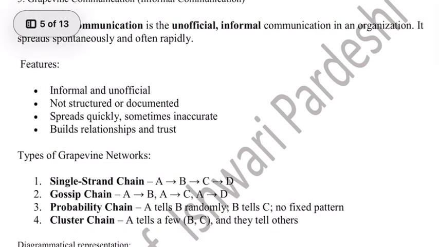Next, we have types of grapevine network. There are 4 types in here. First one is single strand chain, next is your gossip chain, followed by probability chain and cluster chain.